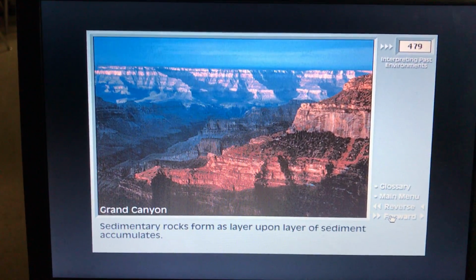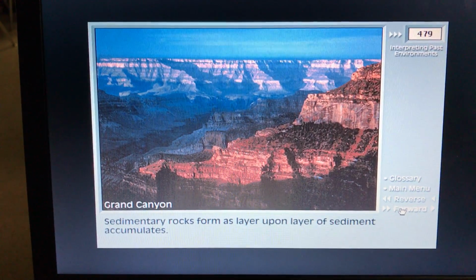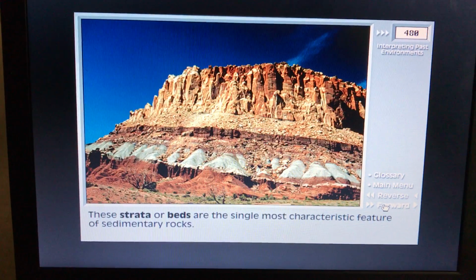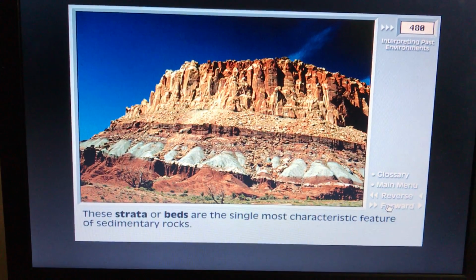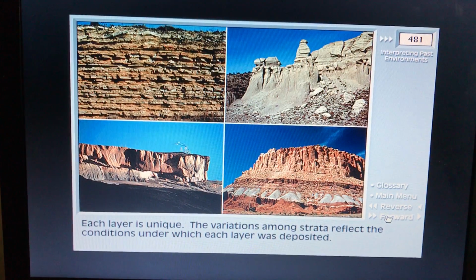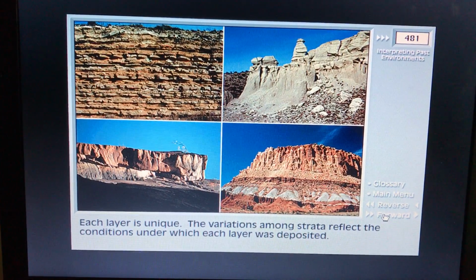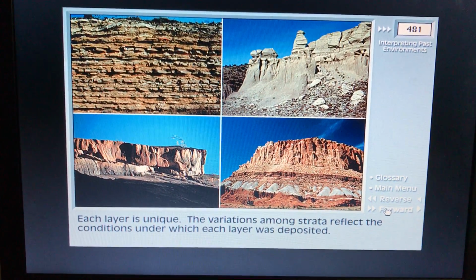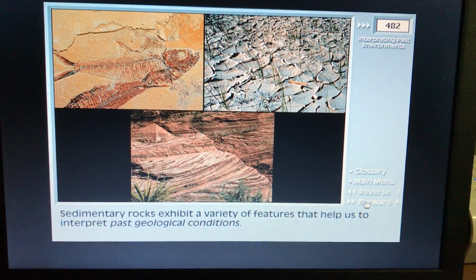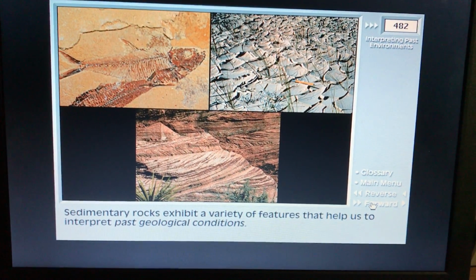Sedimentary rocks form as layer upon layer of sediment accumulates. These strata, or beds, are the single most characteristic feature of sedimentary rocks. Each layer is unique. The variations among strata reflect the conditions under which each layer was deposited. Sedimentary rocks exhibit a variety of features that help us to interpret past geological conditions.